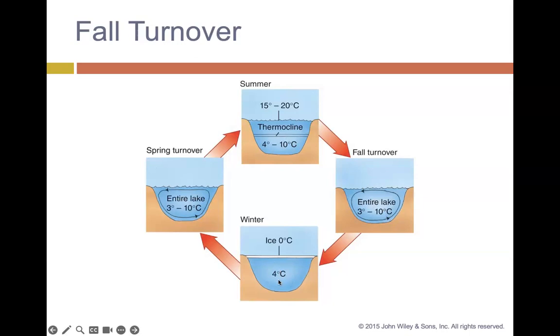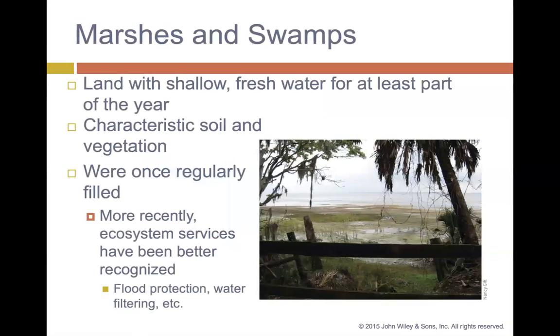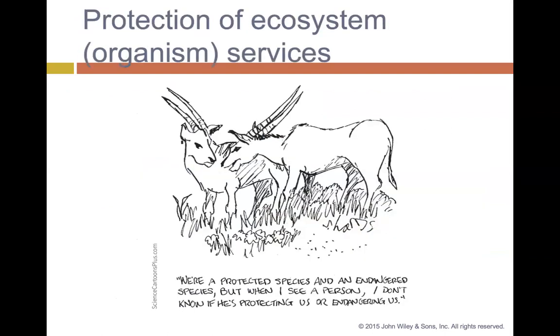In winter, we have ice and 4 degrees Celsius, and in the spring turnover warms back up again. Marshes and swamps are land with shallow fresh water for at least part of the year, very characteristic of soil and vegetation. They were once regularly filled, but more recently ecosystem services have been better recognized to help with flood protection, water filtering, and so forth. Protection of ecosystem organism surfaces is very important for endangered animals and so forth.